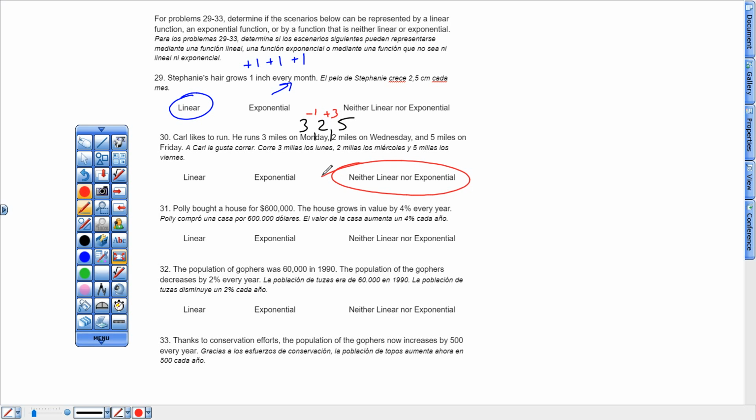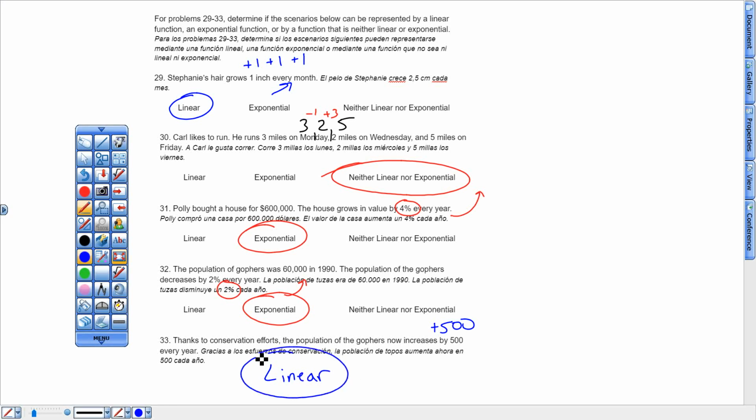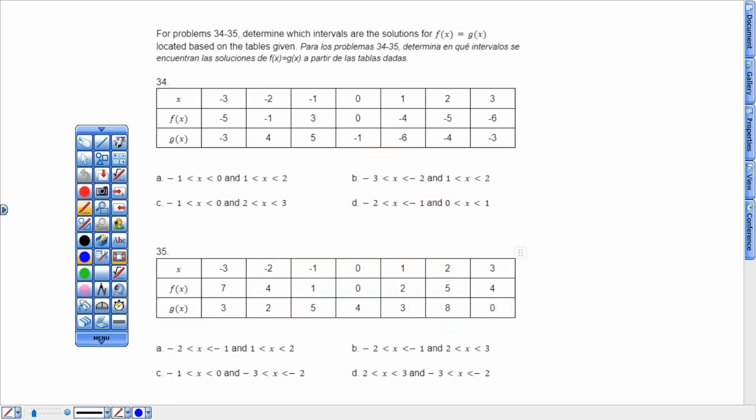All right, this one, as soon as I see a percent, that's curvy, exponential. Percent curvy, it's going to be exponential. All right, this one going up by 500, going up by that 500. This one would be linear if I cut that one off. Linear for that one. All right, moving on.